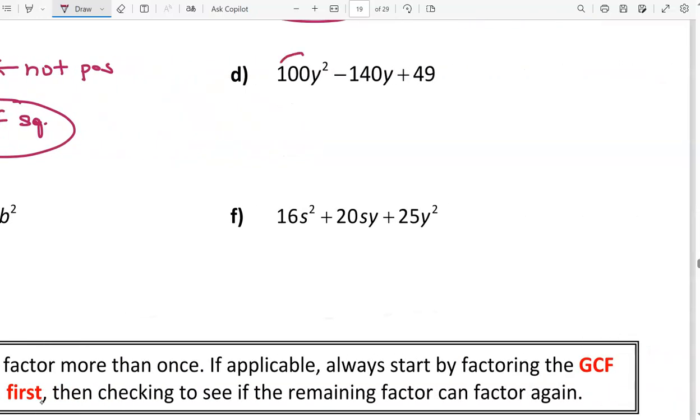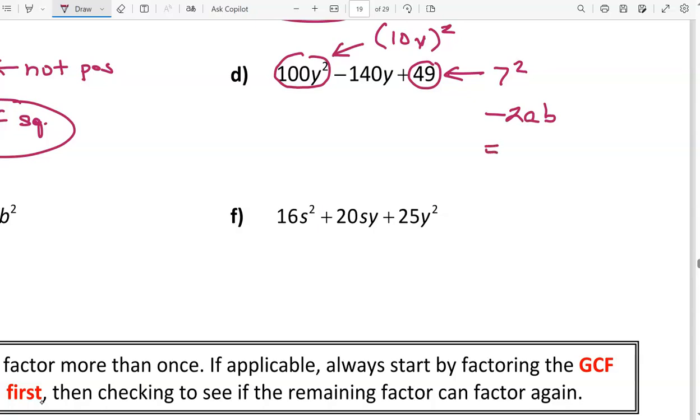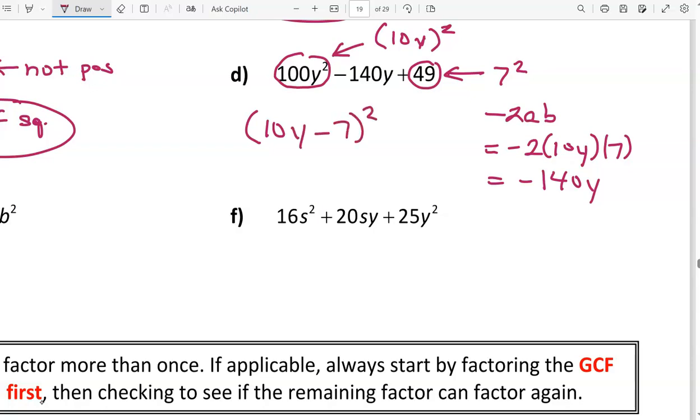In D, our first term is a perfect square. It is the square of 10y. Our last term is a perfect square. It is the square of 7. And if this is a perfect square, our middle term will be either positive or negative, and in this case negative, 2 times a times b, which would be negative 2 times 10y times 7, and that will in fact give us negative 140y, which is our middle term. So this must factor into 10y minus 7, the quantity squared.